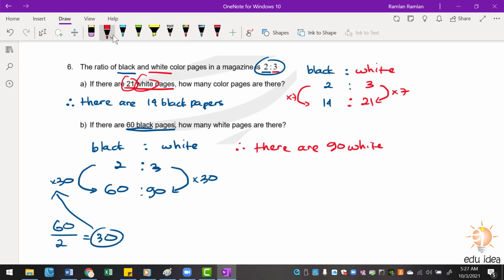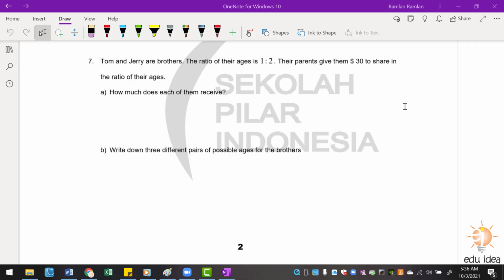white pages. Number 7, Tom and Jerry are brothers. The ratio of their age is 1 to 2. Their parents give them $30 to share in the ratio of their ages. Question A, how much does each of them receive? Okay, so here we know that the ratio of Tom and Jerry is 1 to 2, right? And their parents give them $30 to share in the ratio of their ages.